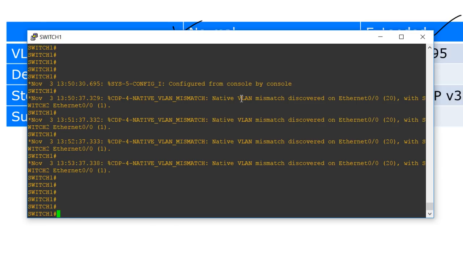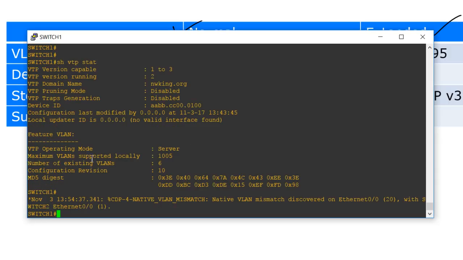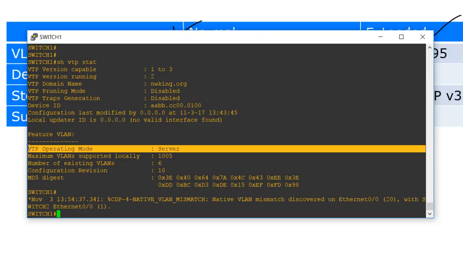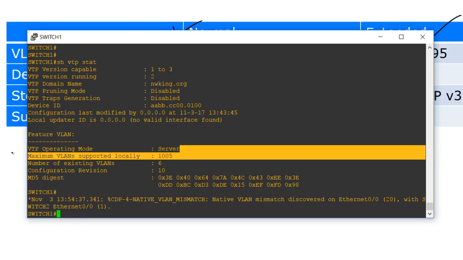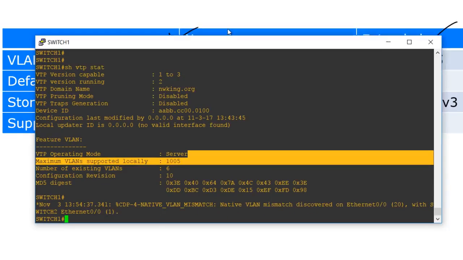Now, let's look at show vtp status. Now this particular switch is working on VTP version 2. It supports 1 and 3. I have put a domain name, and the most important thing is it is in server mode. In server mode, it tells here its maximum VLAN supported is 1005. So it can do only till 1005, like we discussed here. It's the normal VLAN that it can do.